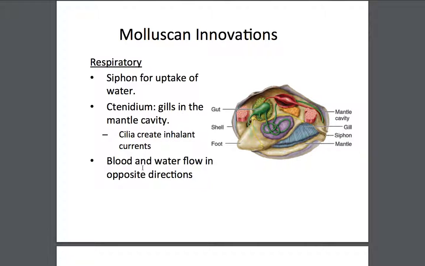The way that this works to be able to maximize the diffusion of gas is that the water from the exterior goes in one direction and the blood from the interior of the gills goes the other direction, and you get a cross-current flow, where that makes it so that you can get the highest possible amount of oxygenation in the blood.